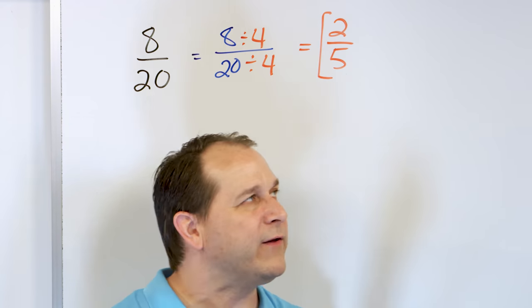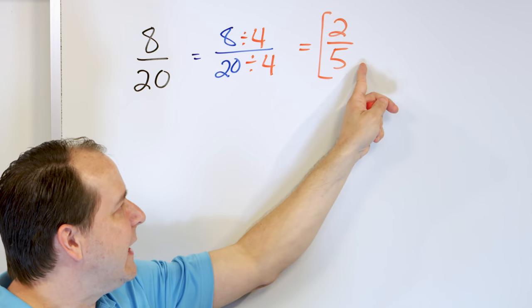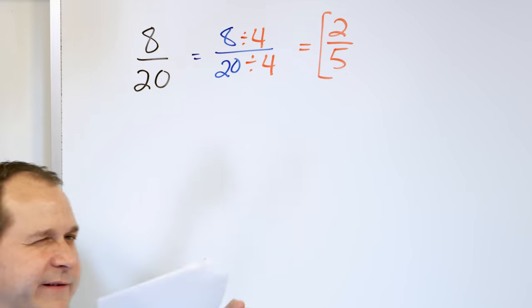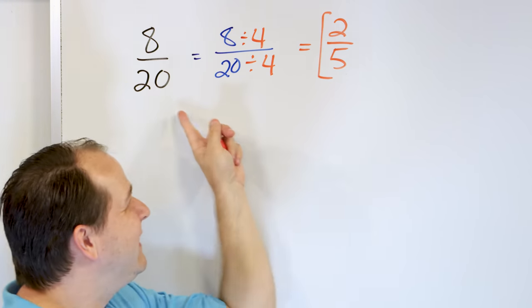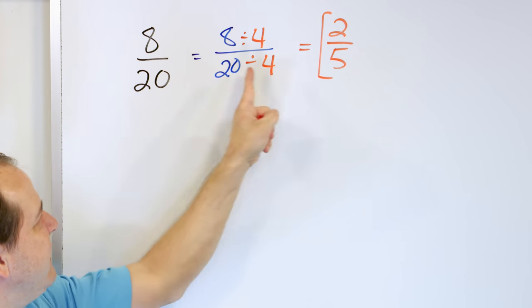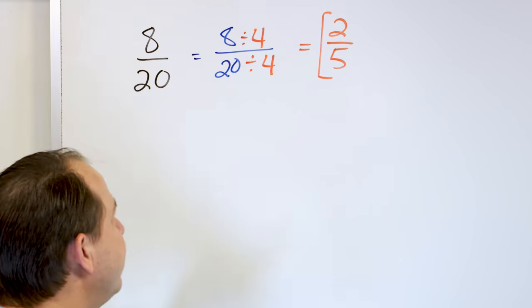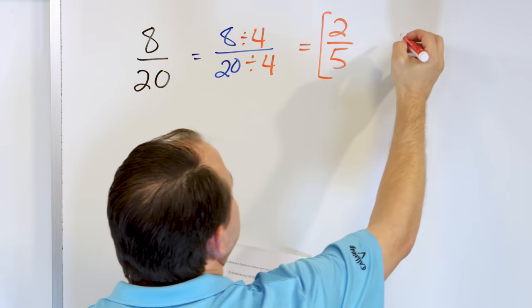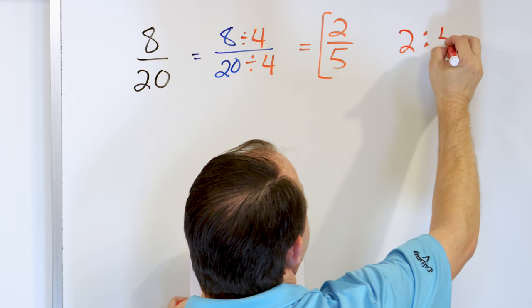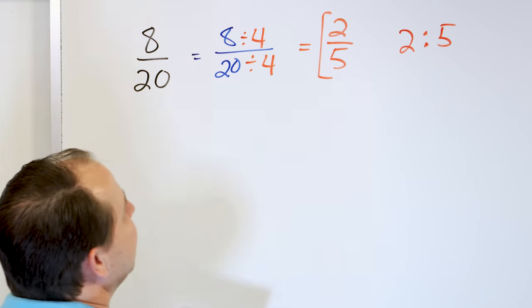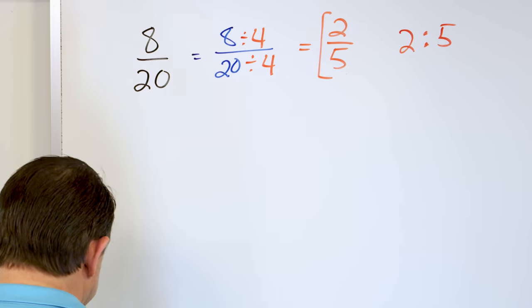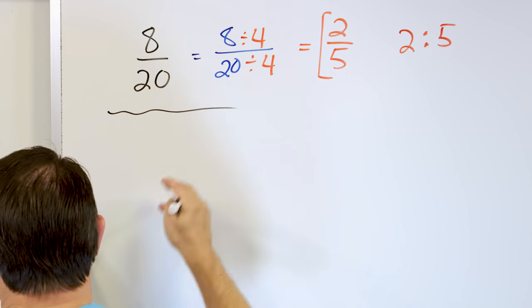You see? So whether I count 2 out of 5 or 8 out of 20, it's still the same relationship, because all we did to get here is simplify the fraction. These two fractions represent the same thing. And of course, we can write this ratio as 2:5. 2 out of 5 students in a room will have brown hair, for instance. All right, moving right along.